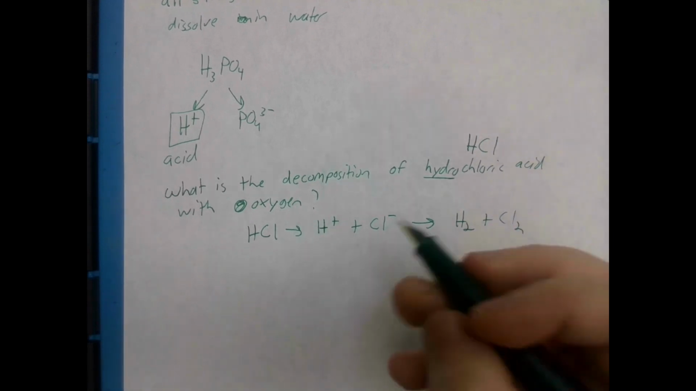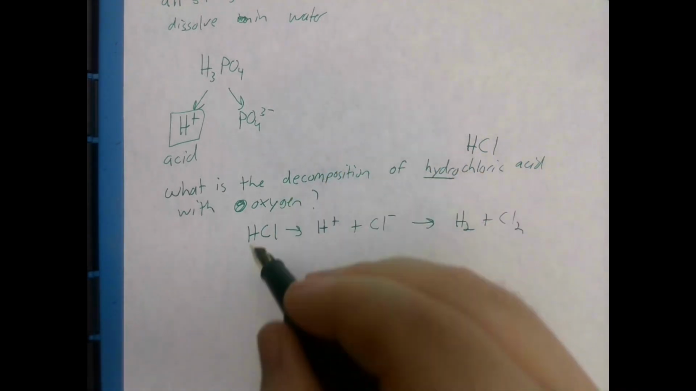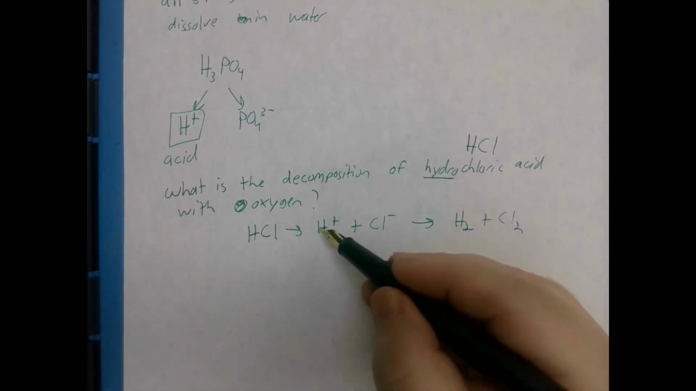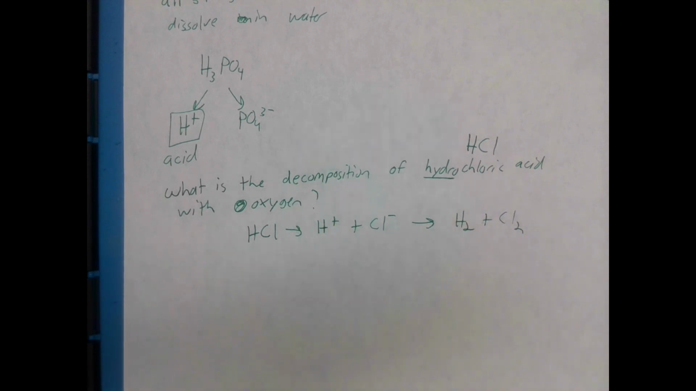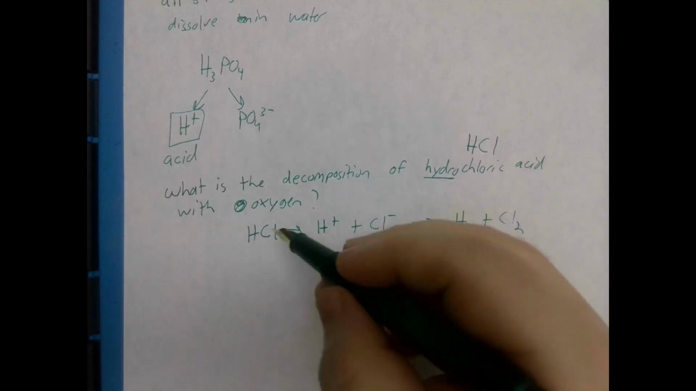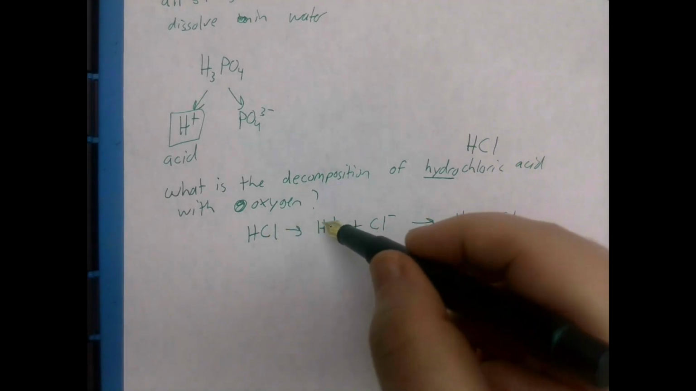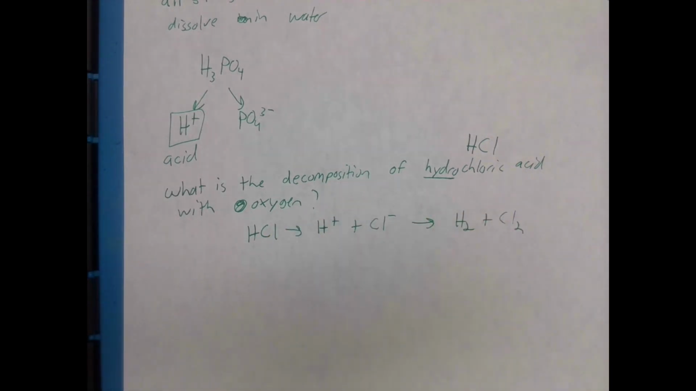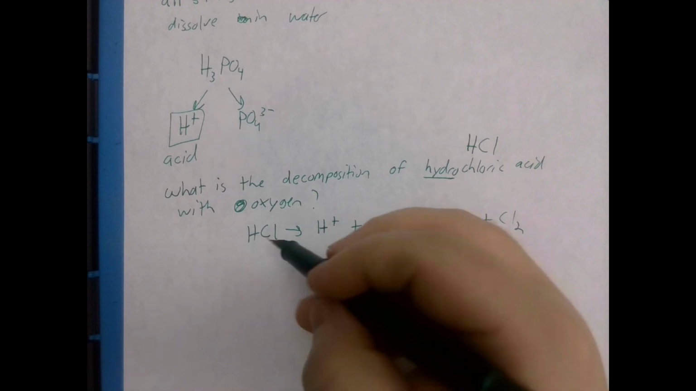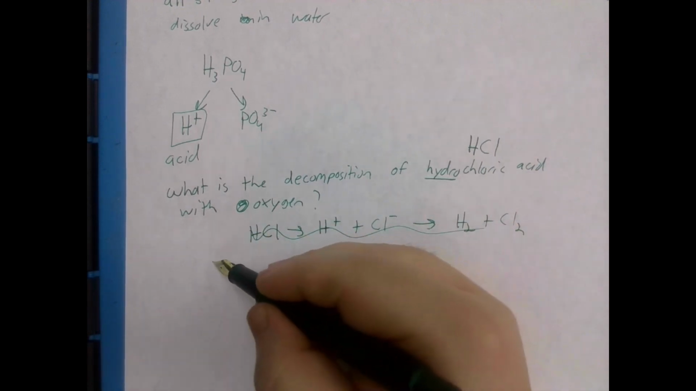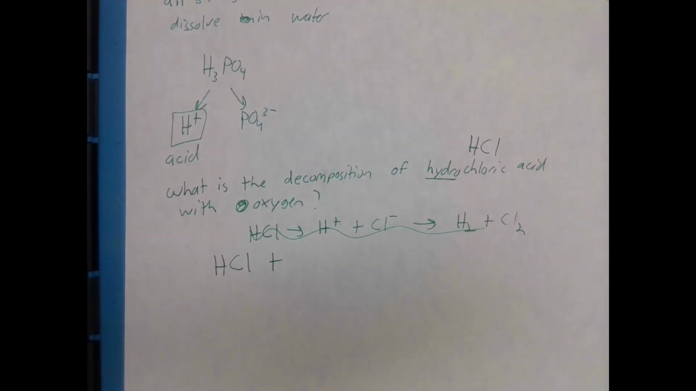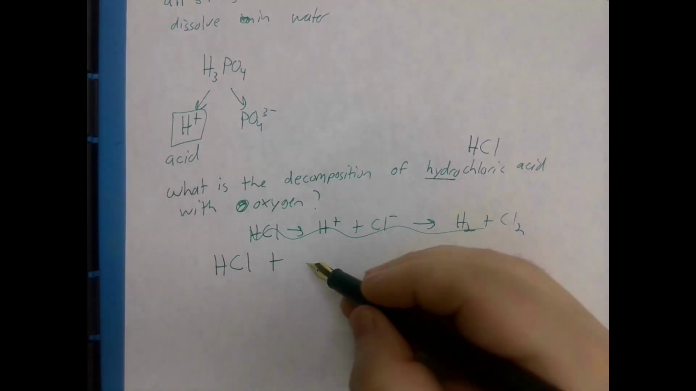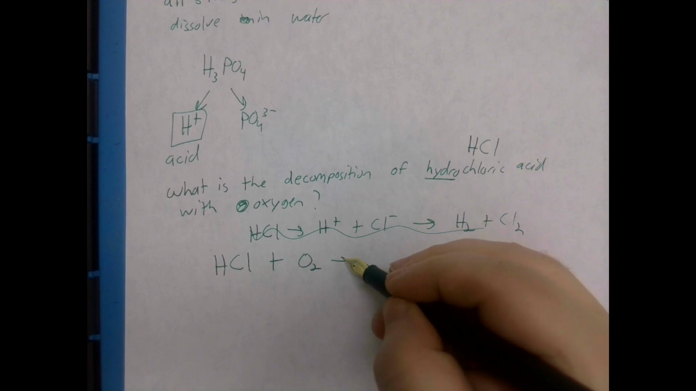However, if oxygen is next to it, hydrogen would rather attack the oxygen than combine with itself. So we have HCl plus O2, and makes what? Would it make water and chlorine? Yes.